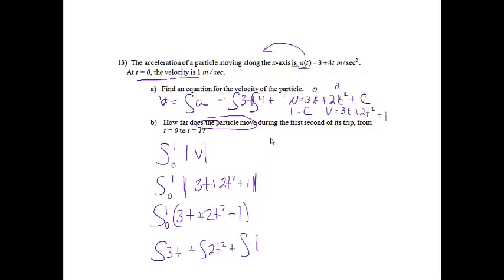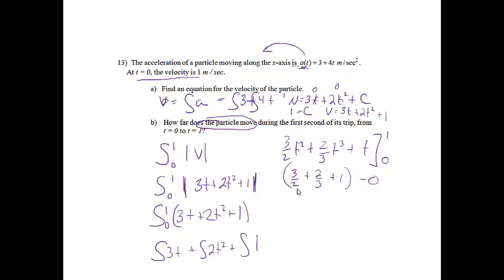And then if I do that, the integral of 3t will be 3/2 t squared, plus the integral of 2t squared will be 2/3 t cubed, and then plus the integral of 1 will be t. And then I get to evaluate it at 1 and 0. And looks like we're going to have fun with some fractions here. So if I plug in 1, I'm going to get 3/2 plus 2/3 plus 1. And then if I plug in 0, I'll just get minus 0.